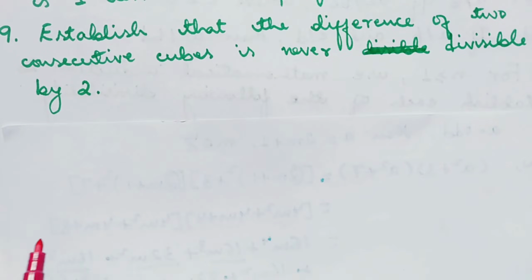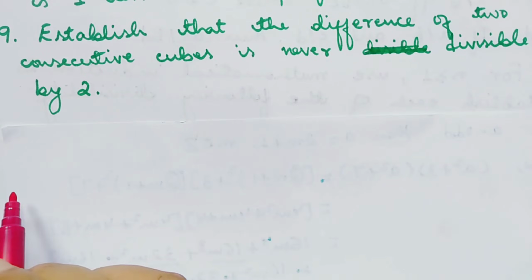In this video, I'm going to continue with question number 9, problems 2.3 from Elementary Number Theory by D.M. Burton. Establish that the difference of two consecutive cubes is never divisible by 2.